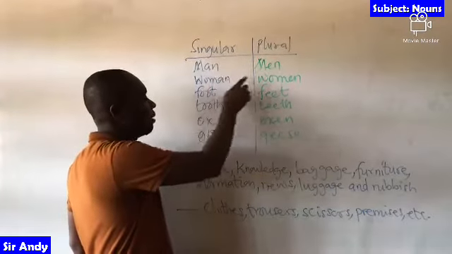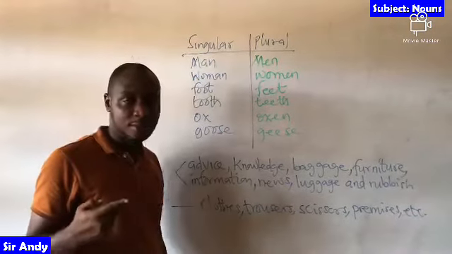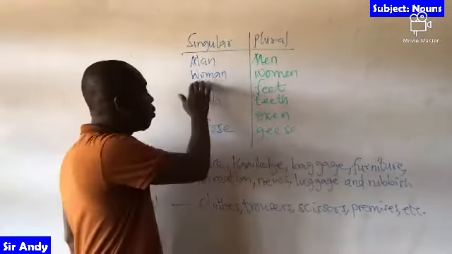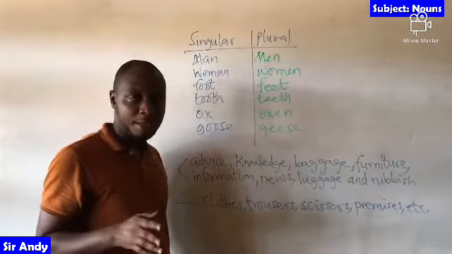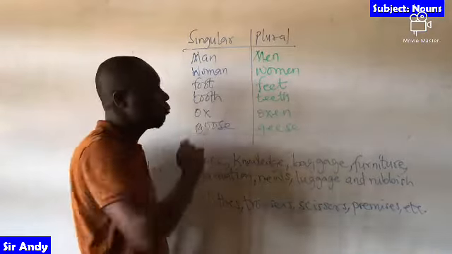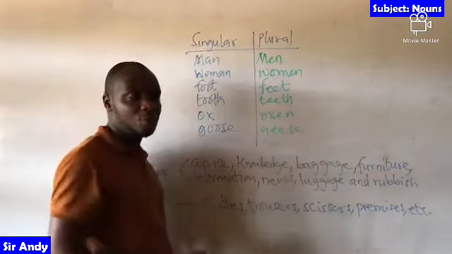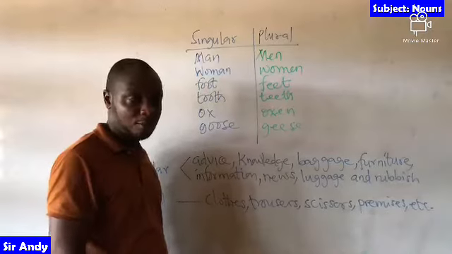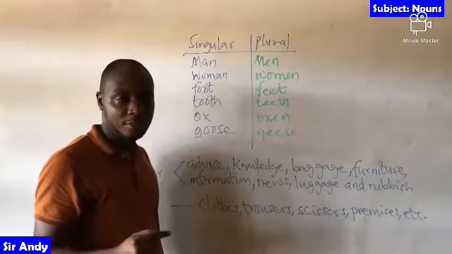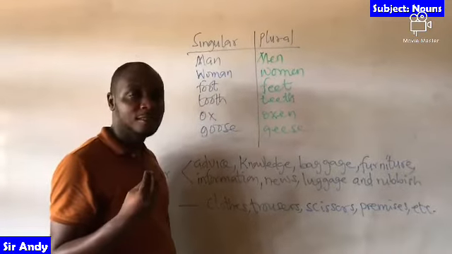So a word like man becomes men, right? The plural form of man is men, not mans. If you say that, that is bad English. Man is men. Woman becomes women, right? So we have woman becoming women. We have foot becoming feet. Foot is one. Feet, we are talking about the two or more than two, right? Tooth becomes teeth. So one is tooth, more than one is teeth, right?